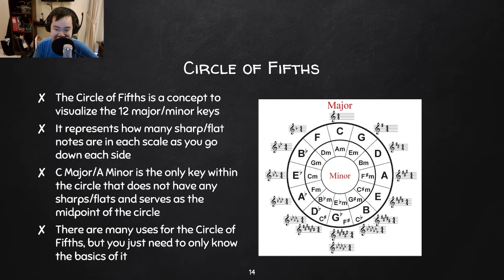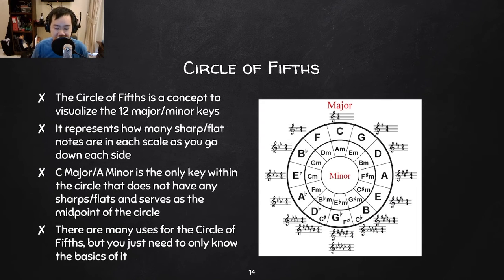Although you don't really need it. 7 sharps is equivalent to 5 flats. And if you go to the left, anti-clockwise, then you start adding flats instead. So from C to F, you add 1 flat. F to B flat, you add 2 flats. So you add another flat, then you add another flat, all the way up to 6 flats.